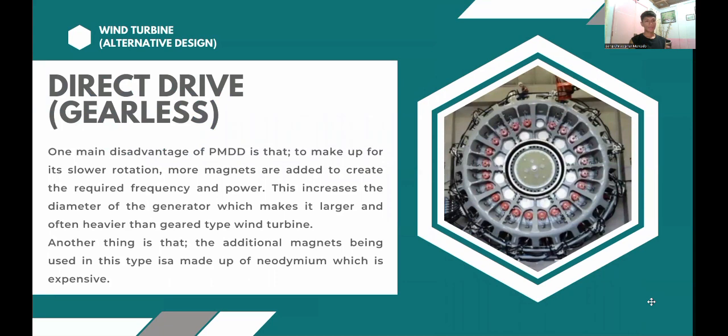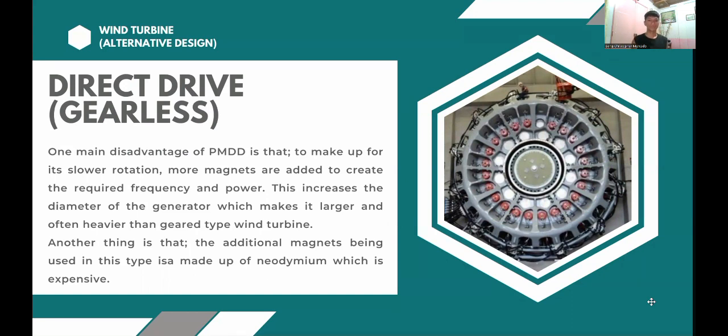Next is one main disadvantage of PMDD. To make up for its slow rotation, more magnets are added to create the required frequency and power. This increases the diameter of the generator, which makes it larger and often heavier than a geared type wind turbine. Another thing is that the additional magnets used in this type are made of neodymium, which is expensive.